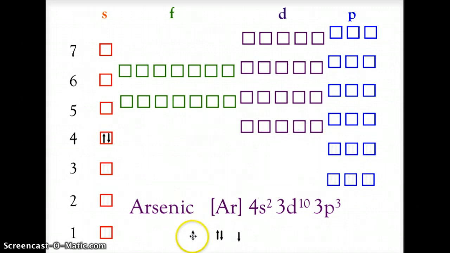We know the 3p is going to have a positive spin, a positive spin, and a positive spin, making it 3p3. And the 3d10 tells us that each of the d suborbitals is filled. And that gives us our 10 electrons in the d orbitals. And we know that each of the suborbitals below that would all be filled because that would be what is represented by the argon for the core notation in the electron configuration for arsenic. So arsenic would end as 4s2, 3d10, 3p3.